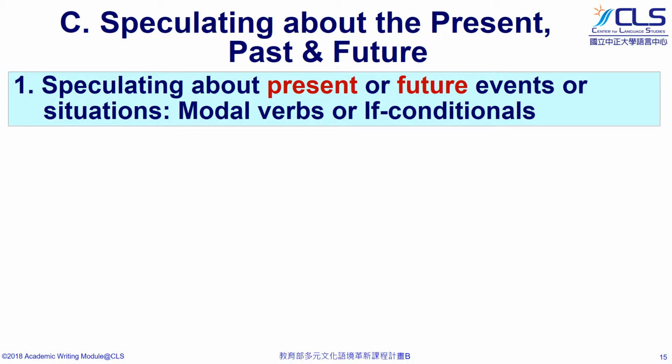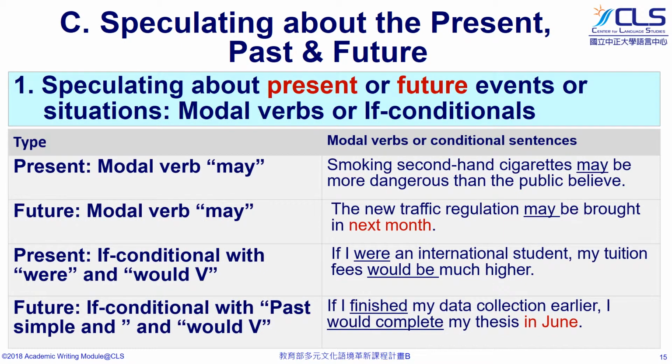So first, to speculate about present or future events or situations, we can use modal verbs or if conditionals. As can be seen from the first and second sentences, may can be used to speculate about present or future events or situations. In the third and fourth sentences, would and verb in the main clause and the past simple tense, were or finished, in the if clause can also be used to speculate about present or future events or situations.